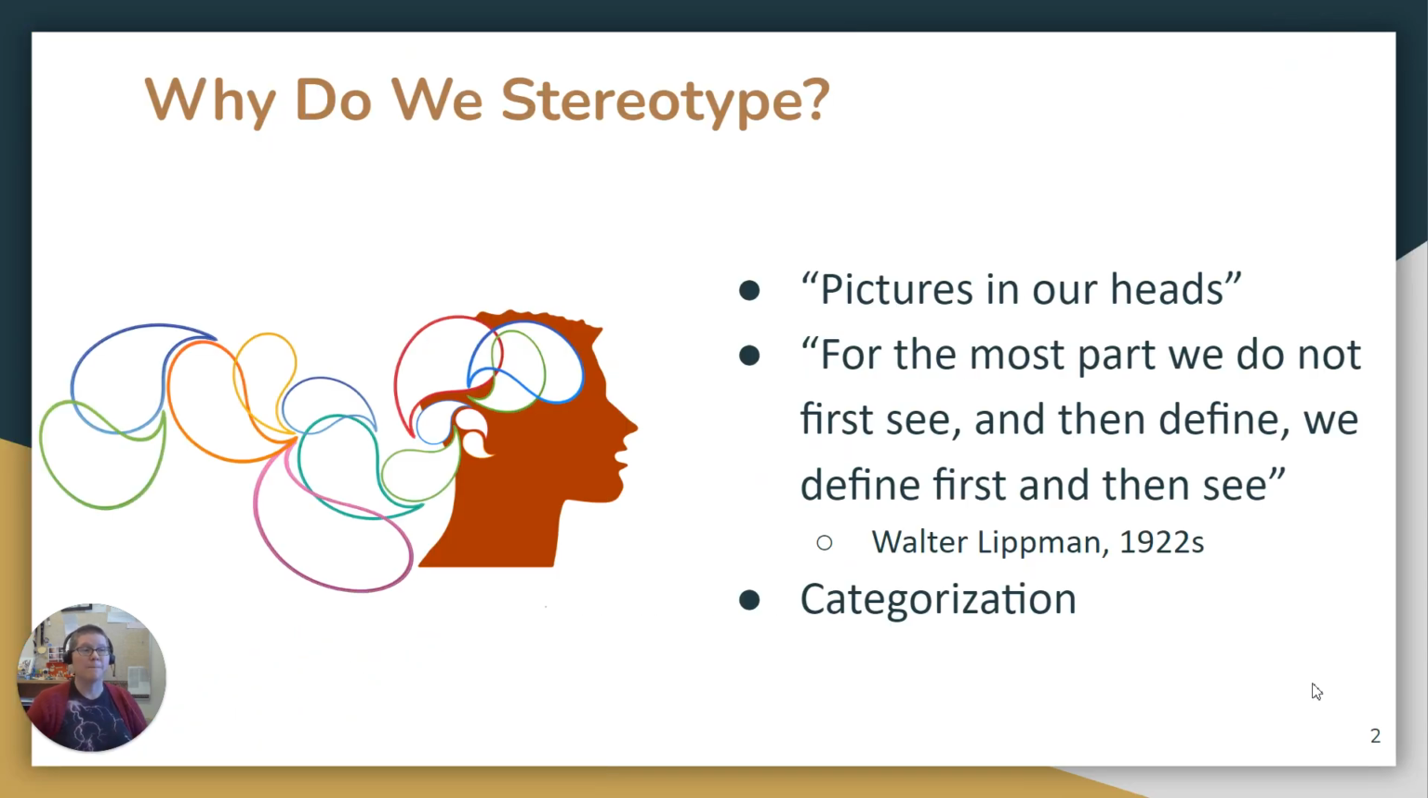So, why do we stereotype? Well, the idea of a stereotype is that it is a picture in our heads about what something is. For the most part, the human brain very much does not see and then define. We like to place things into a definition or a category or a grouping first, and then figure out the visual details of whatever it is.